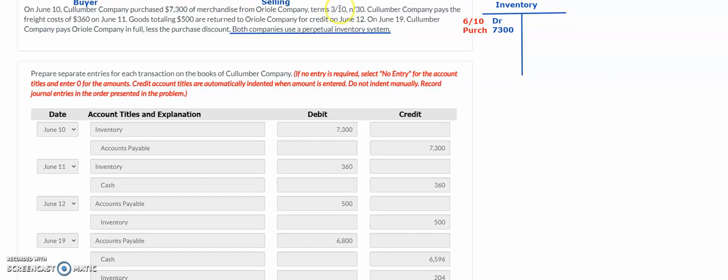The next part of this is Columber Company, the buyer, paying the freight cost of $360 on June 11th. So they should be including that as part of their cost of inventory. It's part of their cost to acquire that inventory that they have purchased. So we're going to record that as part of the inventory, $360 on the debit side.